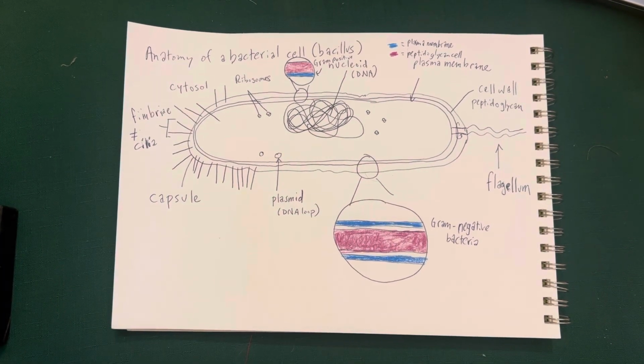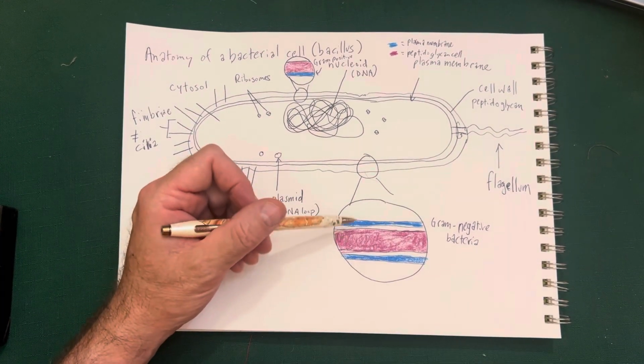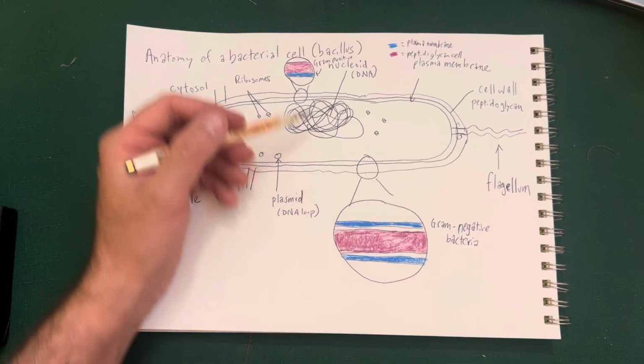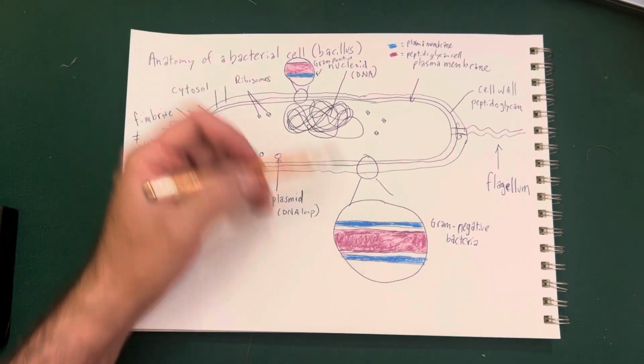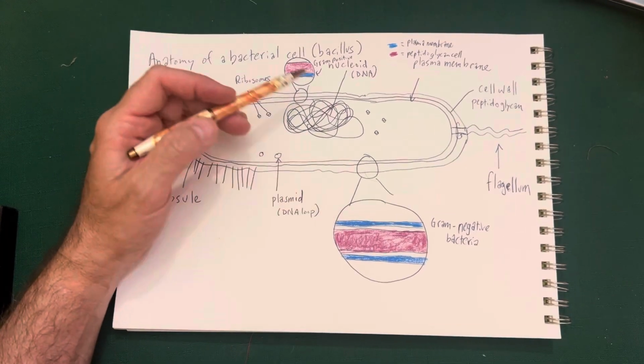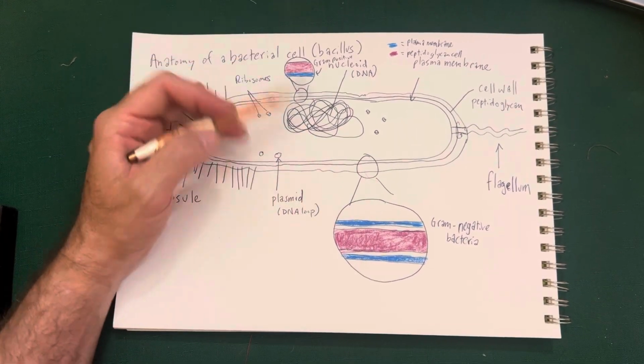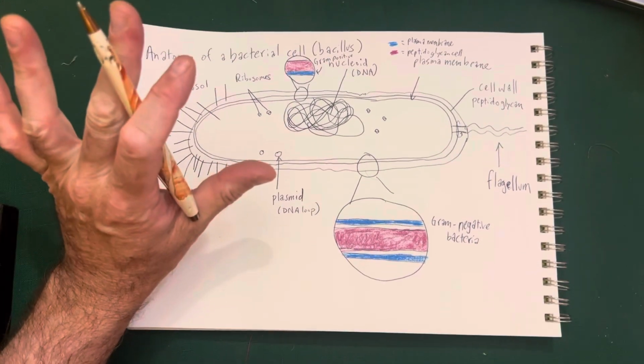So we've got peptidoglycan sandwiched between two layers of plasma membrane, or just one layer of plasma membrane and a layer of peptidoglycan here. You would never see a cell that has both of these things going on at the same time. This is just for illustration purposes. I want to make that very clear to y'all.